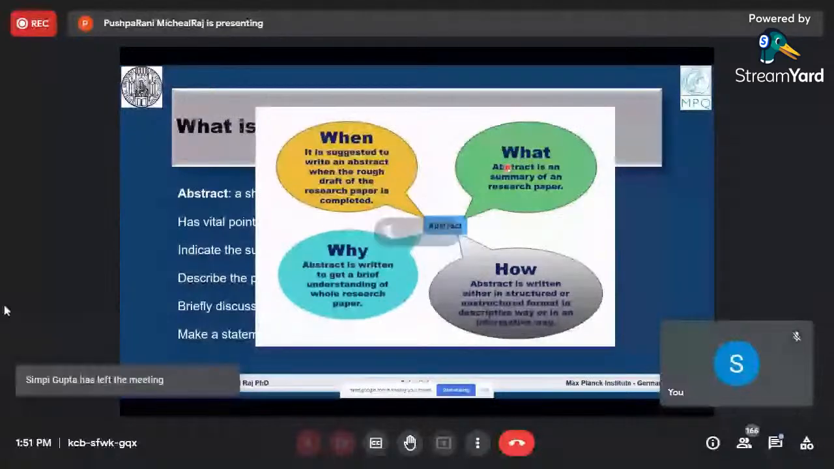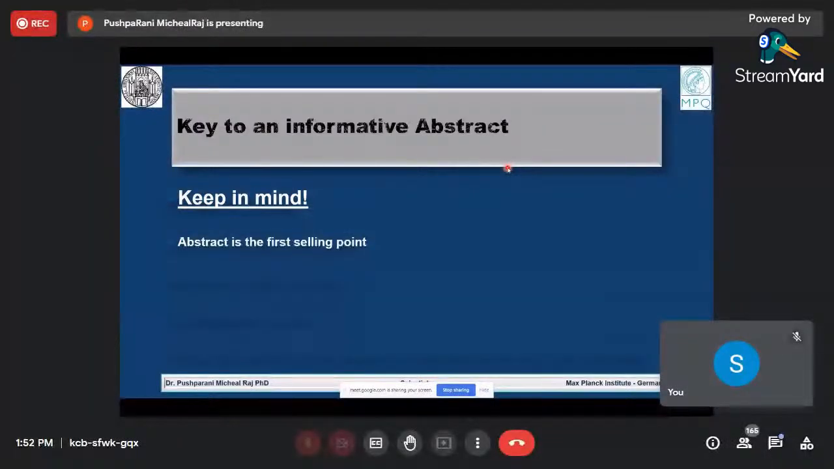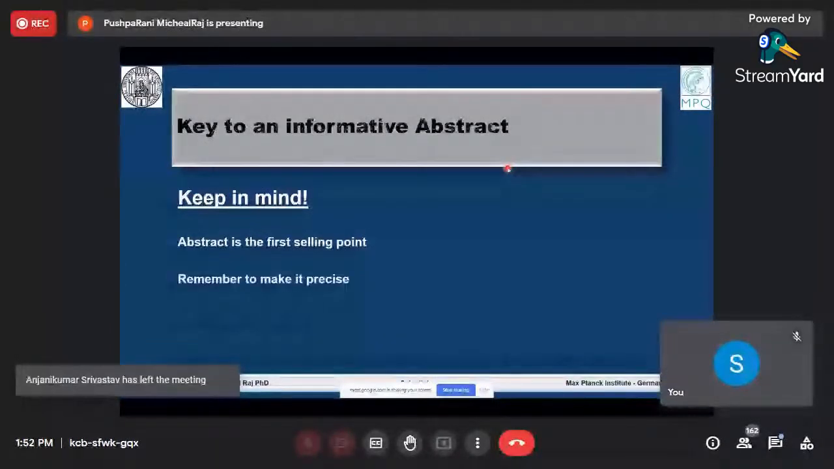And what is the key to an informative abstract? Keep in mind that the abstract comes first. If somebody is attracted to your abstract, they will definitely read through your paper or your poster or your conference, whatever it may be. However, if you fail to impress with the abstract, I think we can never get back the audience. Never. And remember to make it as precise as possible, however, as informative as possible. So it has to be also informative.